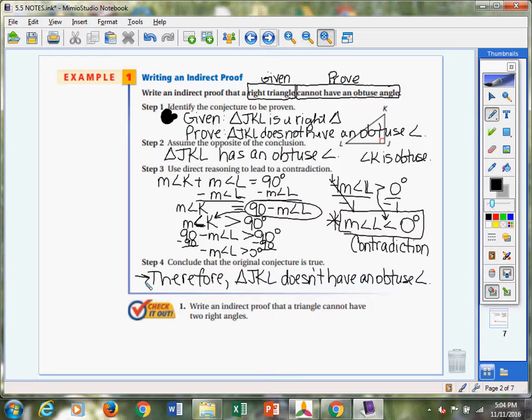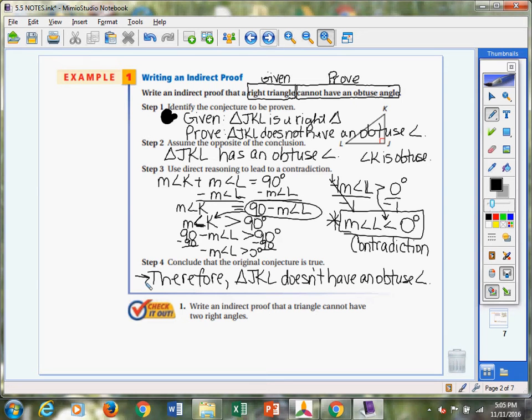So note the steps that we took. We figured out what our given was, and we figured out what our proof was. That's step 1. Step 2, assume the opposite of your proof. Your proof in this case said triangle JKL does not have an obtuse angle, and we said that it does. We operated on that negation. Then step 3 is where some algebra came in. We rearranged some equations and substituted, and we actually proved there's no way it could be obtuse. That's why we can make that conclusion.